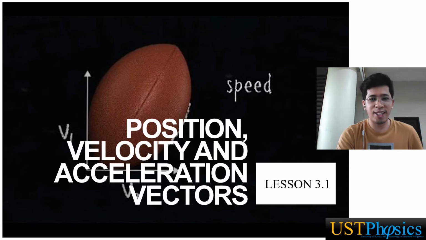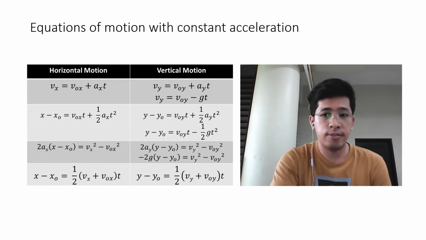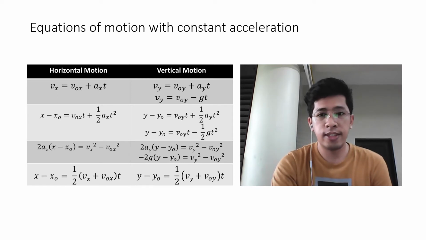We begin our study with the position, velocity, and acceleration vectors. So what we have here again are our equations of motion with constant acceleration. And we had versions for the horizontal motion, and we also have versions for the vertical motion. And in our previous lessons, we've used these 4 equations for several examples, like moving on a straight road with constant acceleration or on freely falling bodies. And these are just again one-dimensional motions.